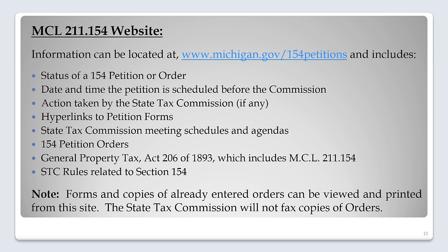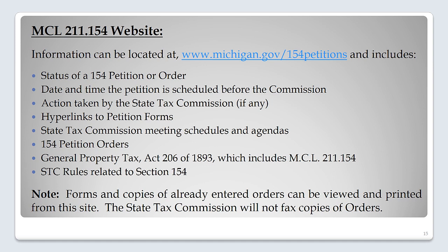The information can be located at www.michigan.gov/154petitions and includes the status of a 154 petition or order, the date and time the petition is scheduled before the Commission, any action taken by the Commission, hyperlinks to petition forms, State Tax Commission meeting schedules and agendas, the 154 petition orders, the General Property Tax Act, Public Act 206 of 1893, which includes MCL 211.154, the State Tax Commission rules relating to the Section 154 petition process.